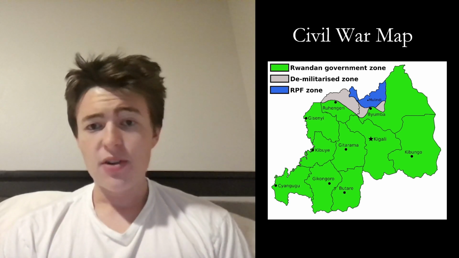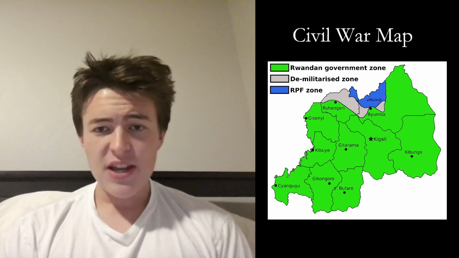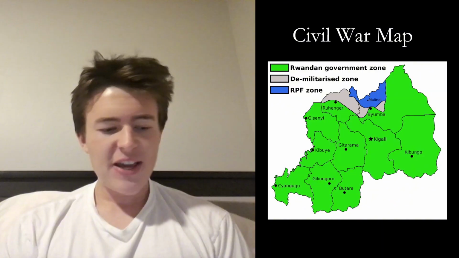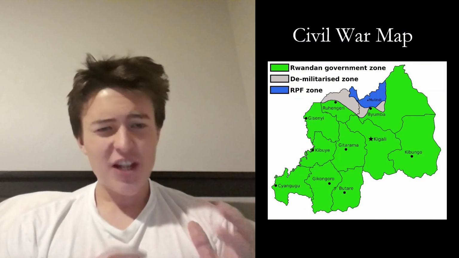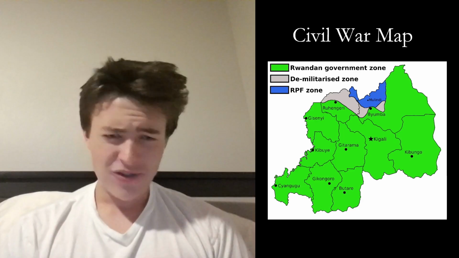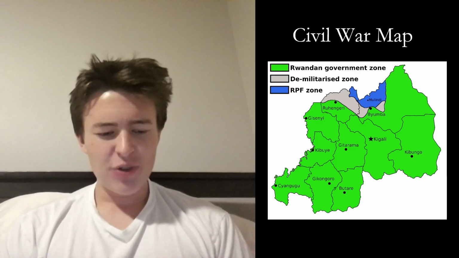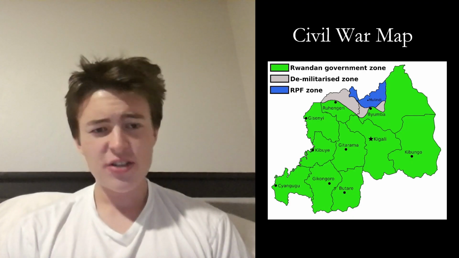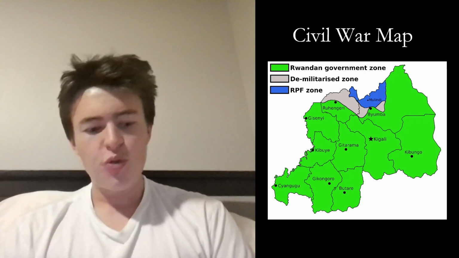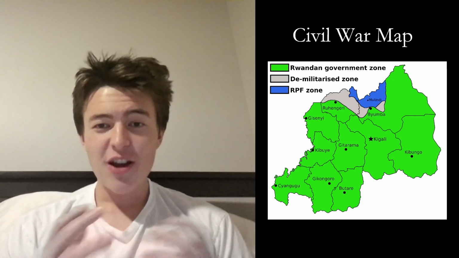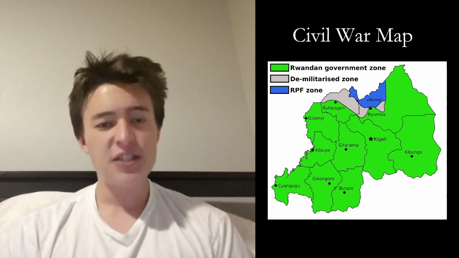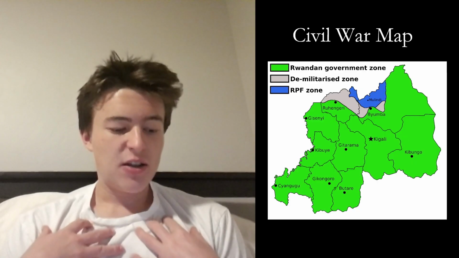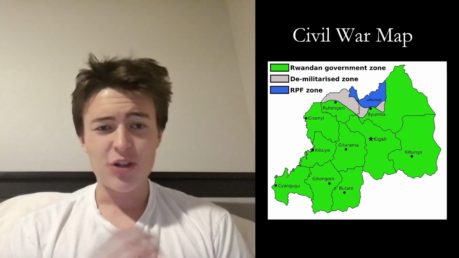The RPF are in blue, the Rwandan government is green, and then the demilitarized zone we'll talk about in a bit. So they invade and have some territory, but neither side can actually beat the other. They're both getting victories and defeats. Neither side is really doing well, even though the Rwandans have French help. After around 2 years of fighting, from 1990 to 1992, the president of Rwanda says, hey, let's do a peace deal. No matter what, the general wants to stay in power. He doesn't really want to lose anything.